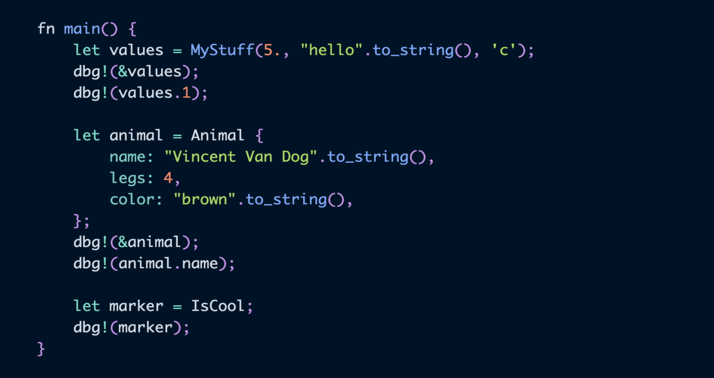about later. Similar to tuples, tuple structs can be accessed by index. Structs with names can be accessed by field name, and unit structs are zero-sized types with no fields. But we can still debug them.